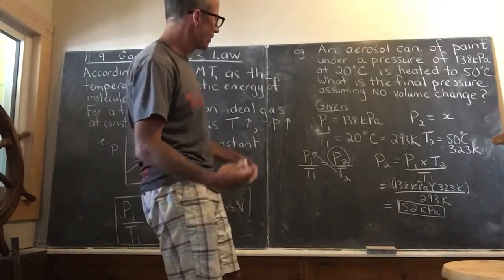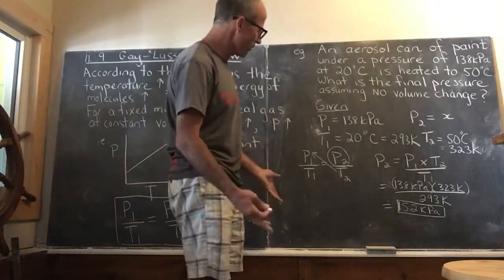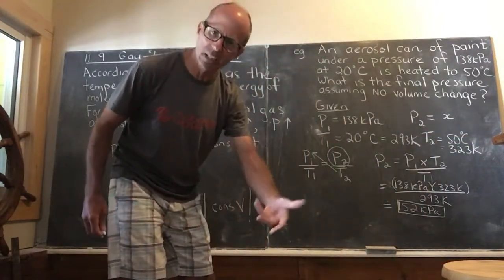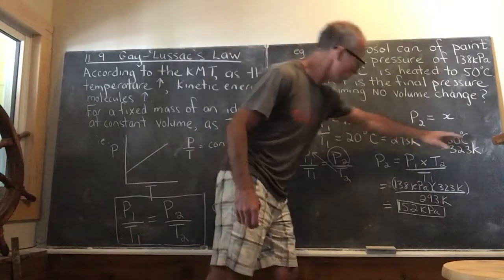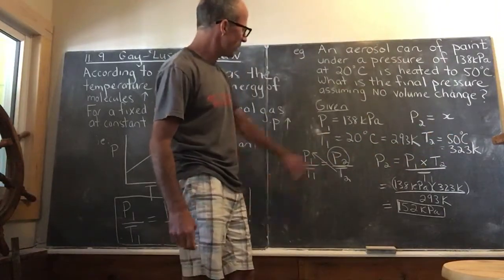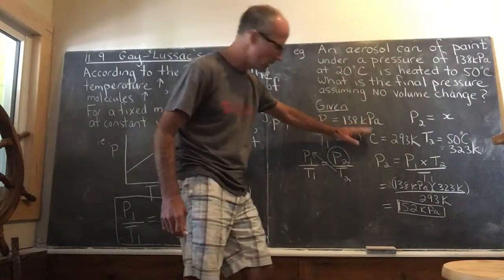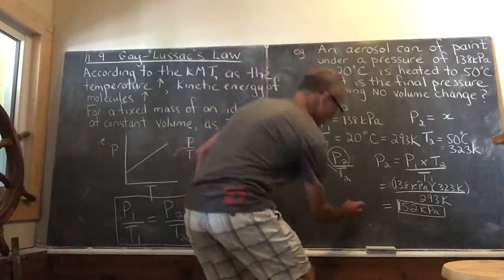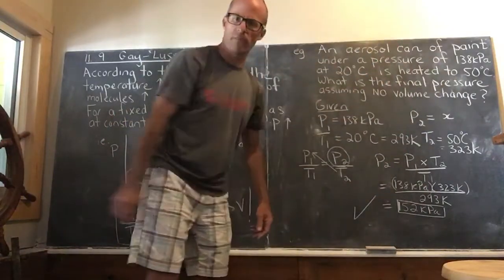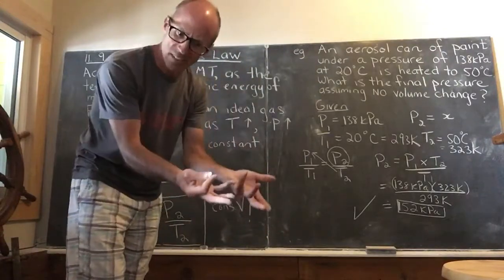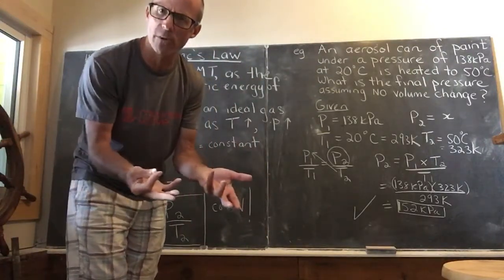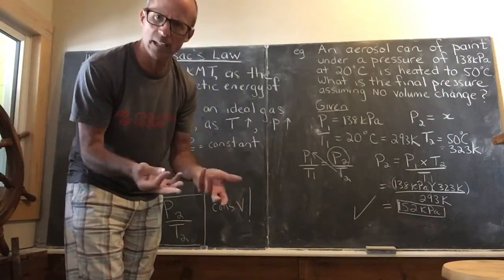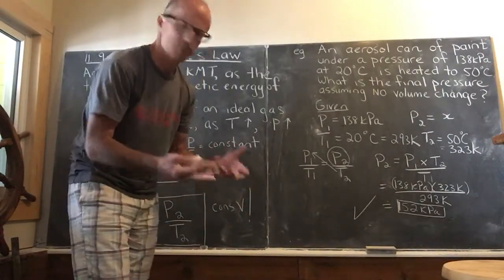Let's look at it. Does it make sense? Well, I agree it does. Our temperature has gone up by a little bit in terms of kelvins, and you can see that our pressure went from 138 to 152. This looks good to me without doing a check beyond that. That's it. That's all we have for Gay-Lussac's law. Pretty straightforward. Plug it in and solve.